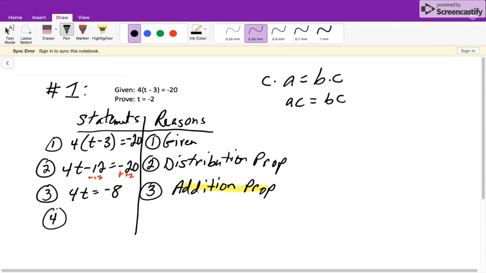Now, from here, if we want to solve for t, we would divide each side by 4, so t is equal to negative 2. And then our property is we're dividing each side by 4, so it is our division property. All right, this is it for the first one. You will have one question that's similar to this on your quiz. Let's move on to the next one.